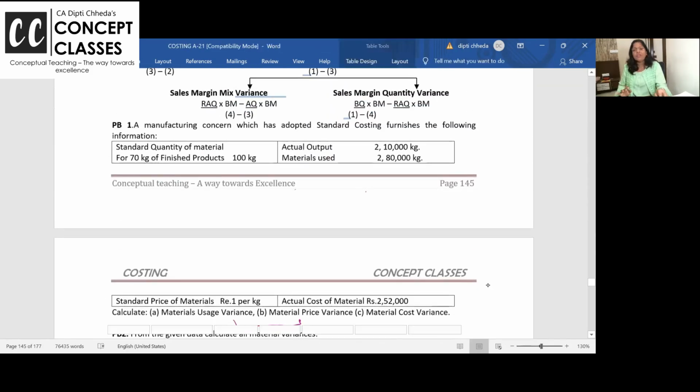In the first problem you will have only 3 variances: the price variance, this and this. Why are extra variances not there? Because there is no mix. So no extra variances are there, just the simple ones. Okay? Let us start.